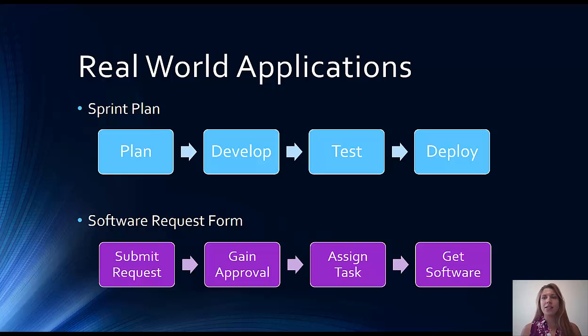WorkMan is a Windows 10 desktop application that allows for the simple creation, maintenance, and tracking of workflows. Hopefully by this video, you've already started using the tool and have an understanding of its many features. If not, I recommend watching some of our earlier videos. In today's video, we're going to focus on some real-world applications of WorkMan and how it can be used to enhance common processes used in everyday business. Specifically, we're going to look at two different workflows, a sprint plan and a software request form.